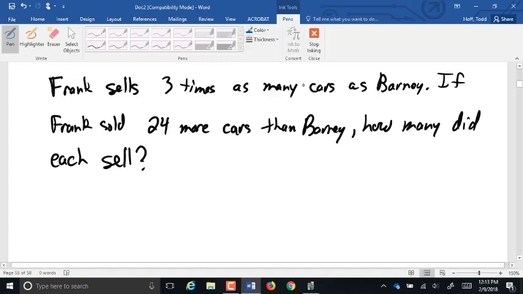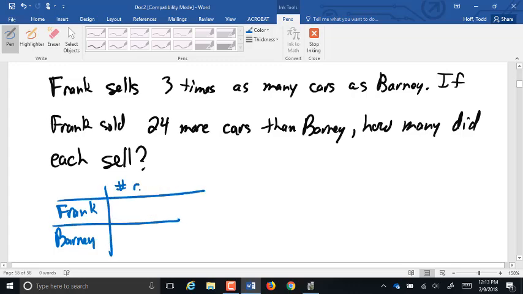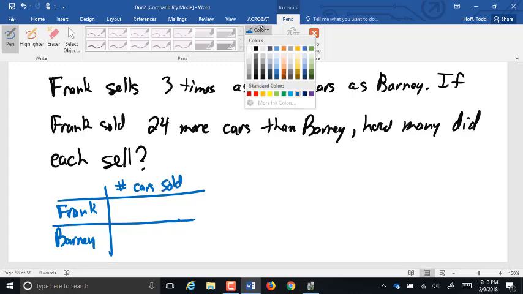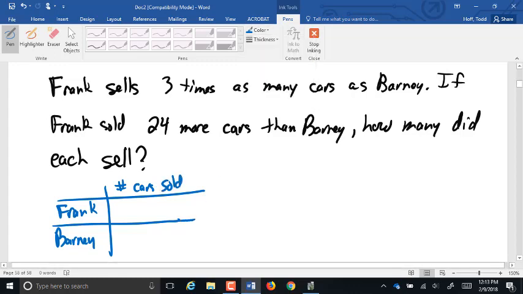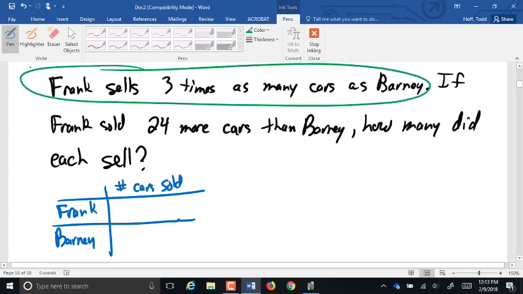So again, we have two different things here. We have Frank and Barney that we're looking at, and we're looking at the number of cars sold. Again, we have to look for that relationship between them, and we have it right in the first line of this problem. Frank sells 3 times as many cars as Barney.